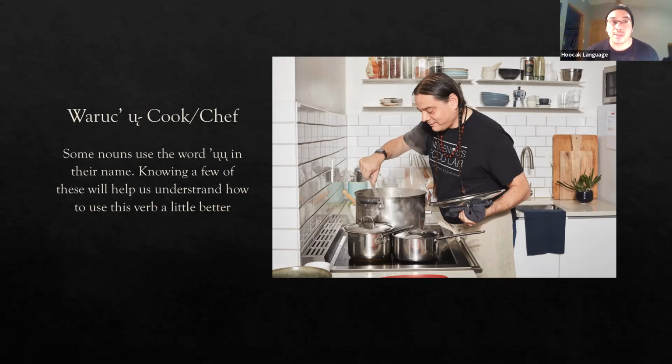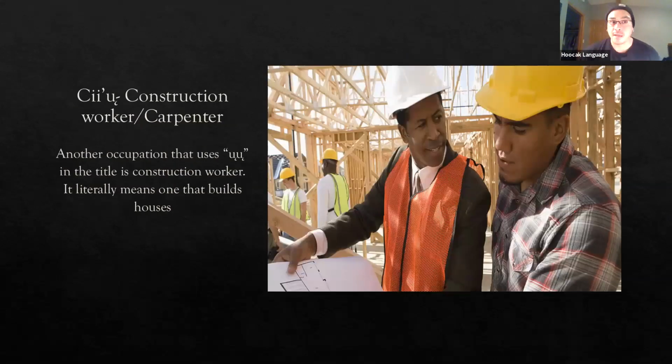Another uses the word, and the title is a construction worker or a carpenter. It literally means one that builds houses. You could probably be a little more specific for a construction worker. So more specifically, chi would be a carpenter.